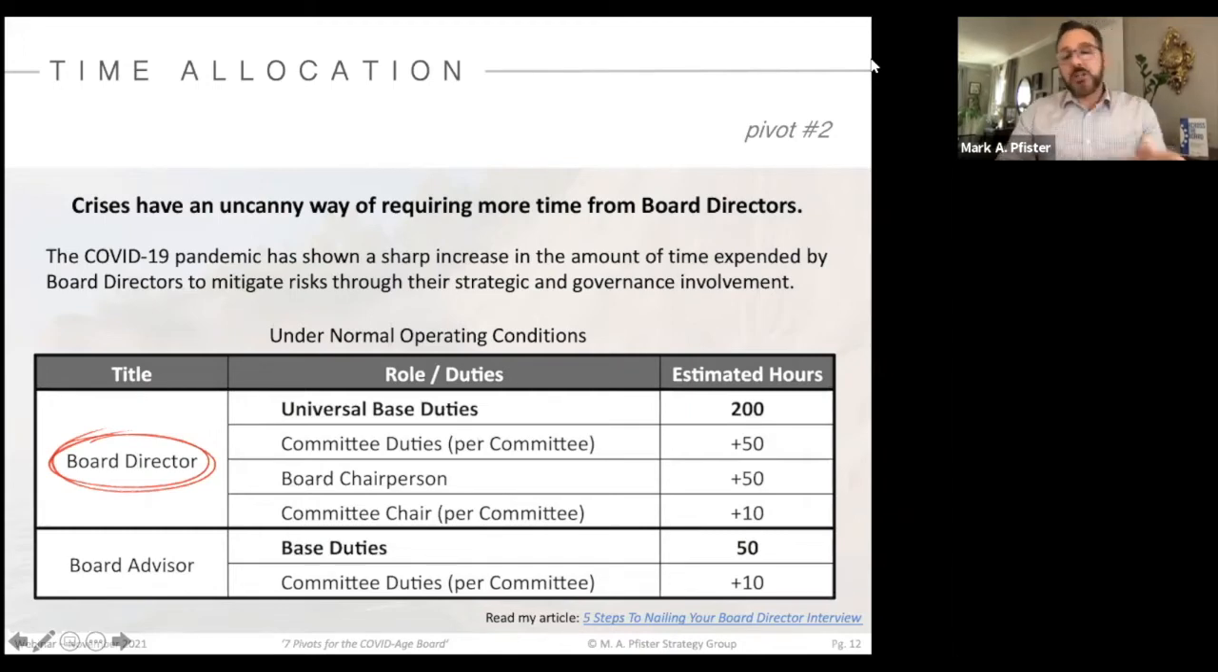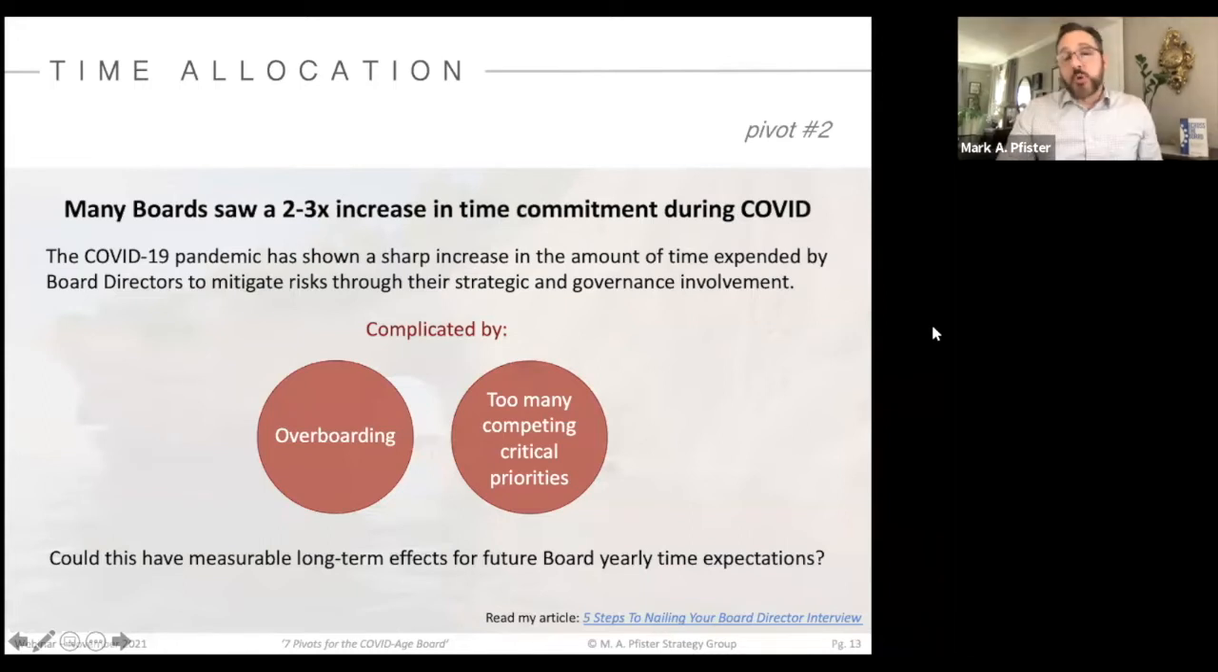So we're starting to see this settle back a little bit, back to the normal numbers that you're seeing here. But again, it was extremely obvious for boards that had directors that were overboarded, meaning serving on too many boards at one time, and then not able to prioritize or even have the available time to properly service the boards that they were serving on. All right, so many boards saw a 2 to 3 times increase in time commitment during COVID. As I mentioned, and again, for obvious reasons. Now, this again has been complicated by the overboarding aspect and too many competing critical priorities.